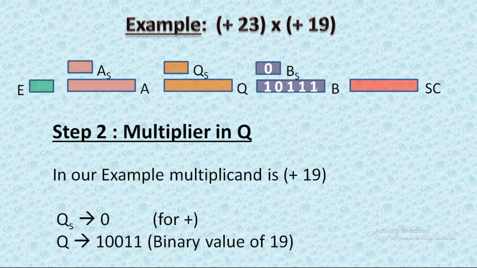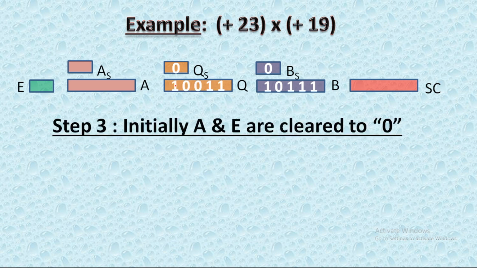Next, consider step 2. In step 2, you are storing the multiplier in Q. So what is the multiplier here? Plus 19. Plus means 0, so you are storing 0 in QS. And what is the binary value for 19? 10011. That is stored in Q. Coming to the third step, take the A value and E value, initially 0. So initially A and E are cleared to 0.